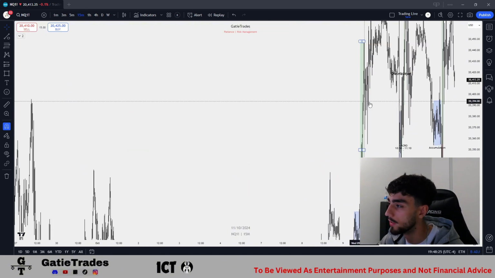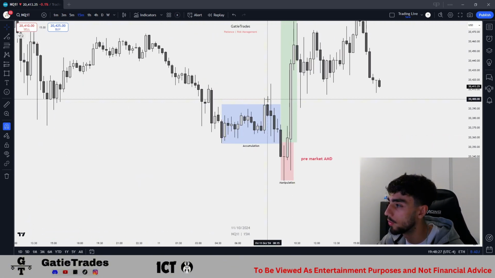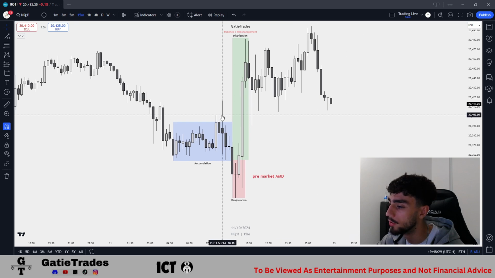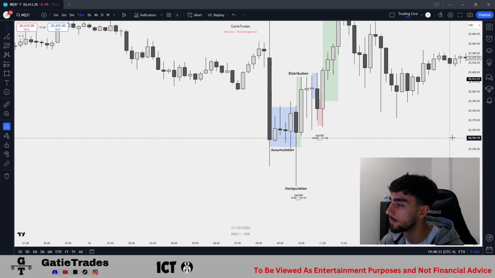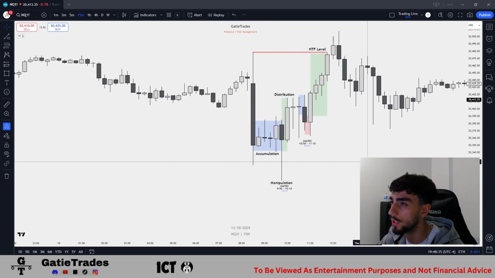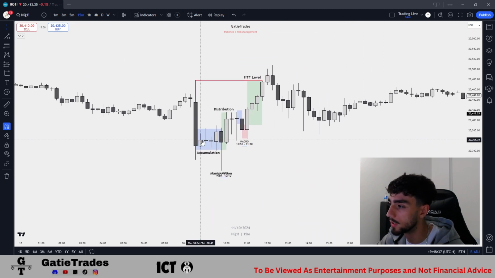I know it looks a little bit difficult because there's a lot of wicks. Wicks do the damage. This was 8:30 news, PPI, but you can see right here, it was a CPI candle, but the accumulation is still there. You can see we're stuck inside this range pre-market. Ignore the CPI candle. After CPI, we're ranging.